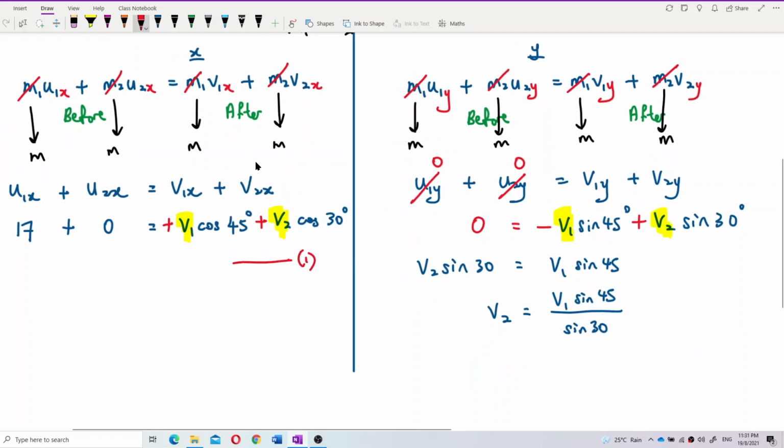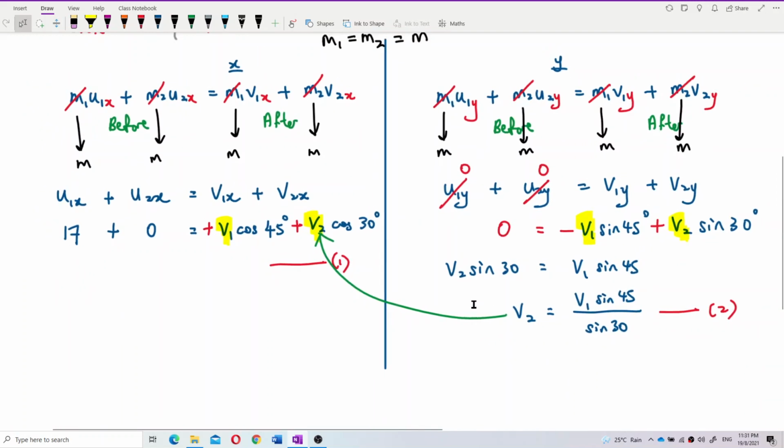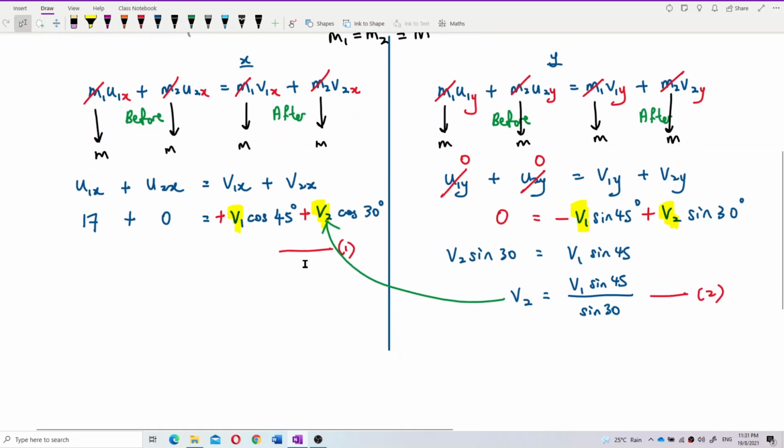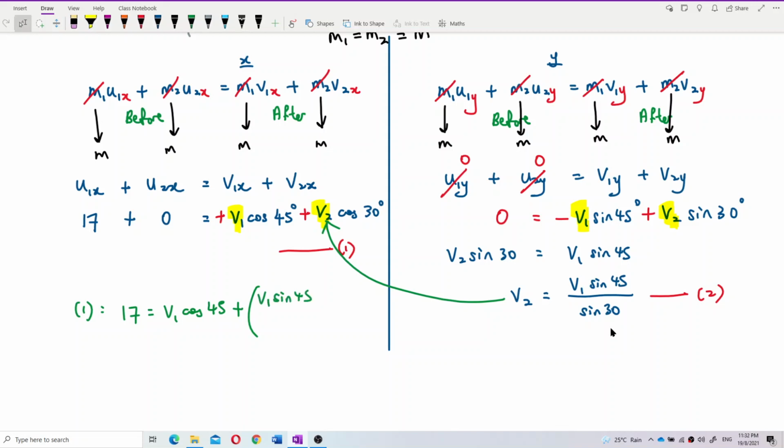Just now, this is our first equation, and this is our second equation. Do you see that? Now we substitute this into v2 in the first equation to get v1. Understand? So let's solve it. From equation 1, we have 17 equal to v1 cosine 45 plus, and our v2 we substitute with v1 sine 45 over sine 30, and then multiply cosine 30.